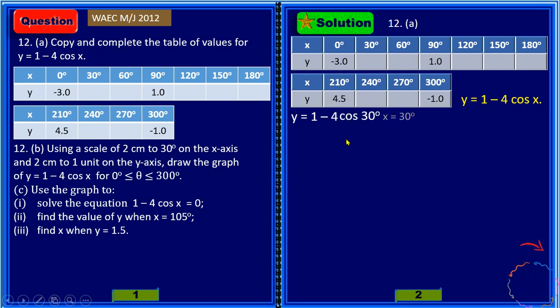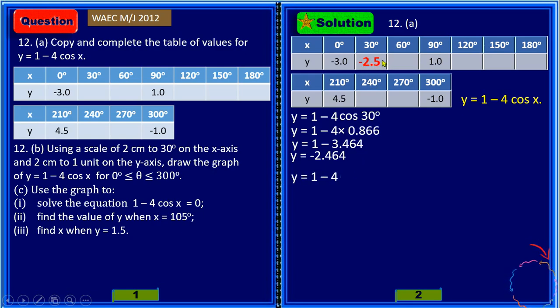Then we use the calculator to find the value of cos 30, 0.866. Multiply that by 4, that will give us 1 minus 3.464. The 1 minus 3.464 will give us minus 2.464. To one decimal place, that will give us minus 2.5.